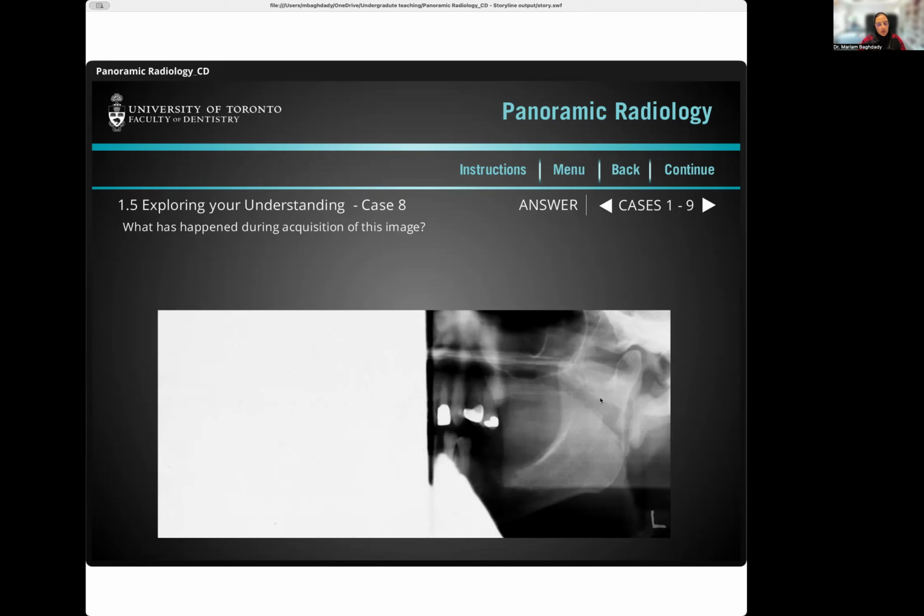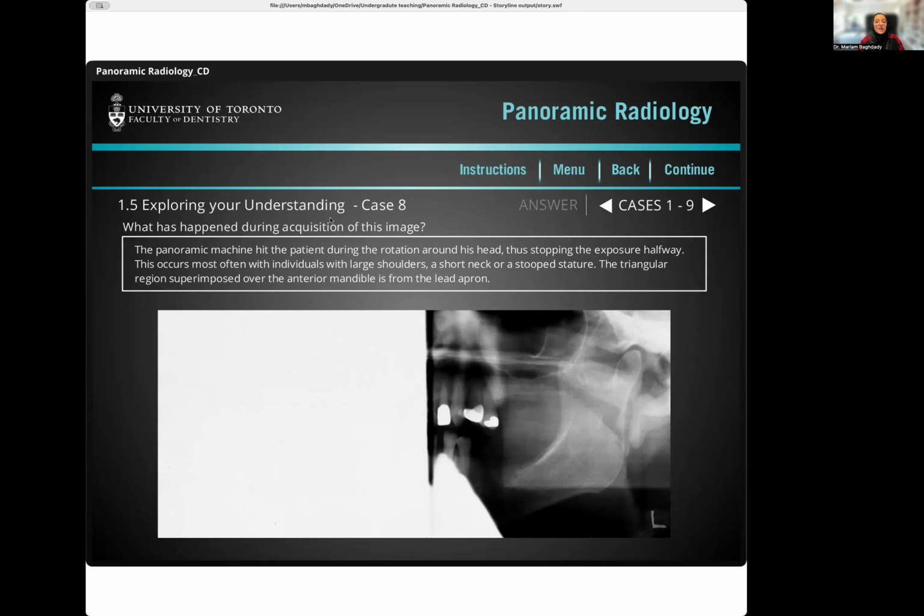For safety reasons, it stopped. And what you see is those two things. All right. So the patient hit the shield during rotation and it stopped halfway. And that occurs most often with individuals with very large shoulders or a short neck or a stocky stature, or that they have their shoulders sit up here. Sometimes we see it with men, especially those that are really bulky up here, and we put the shield over this area, and their shoulders are too high up here, so we can't use that. And anyway, we try using other techniques, but this is what happened in this case.